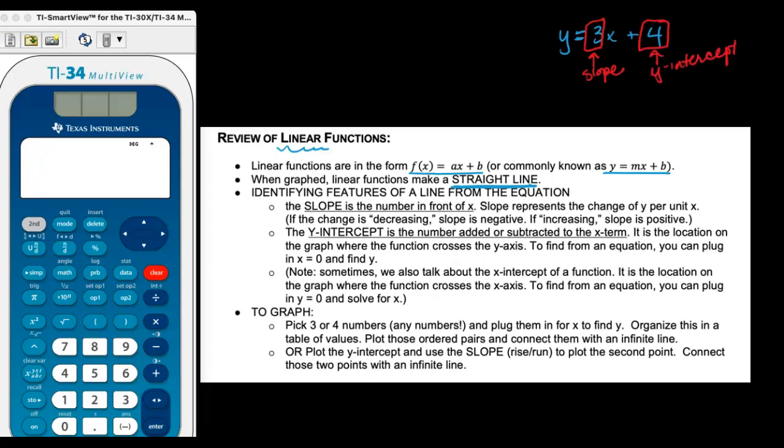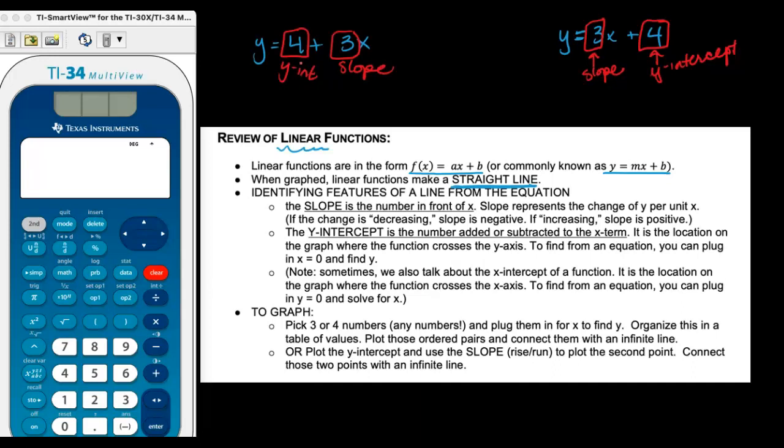Now keep in mind this could be written differently. I could write it y equals 4 plus 3x. Even if it's written like this, the 3 is still the slope, so it doesn't change what the slope is and what the y-intercept is. Slope is always the number in front of x, and y-intercept is always the other number. And so what do these mean?